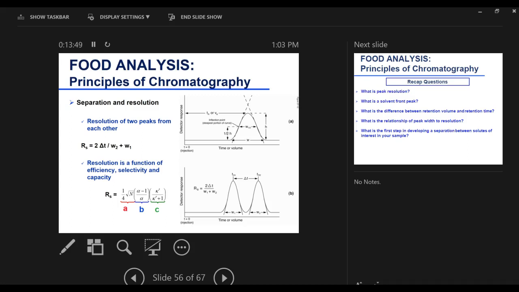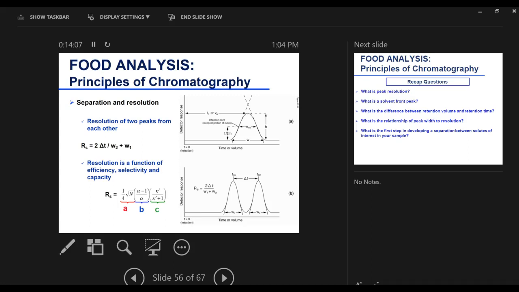Or I will have this kind of shape, right there. So they might have separated slightly. So you know that they are there, same retention time, but they kind of overlapped.